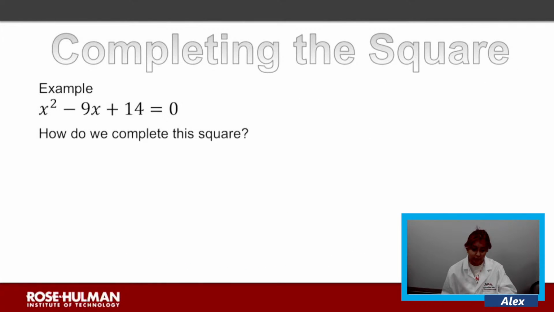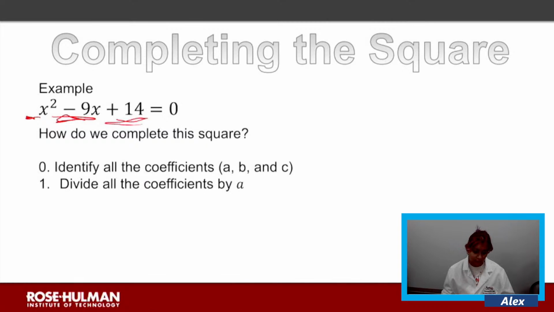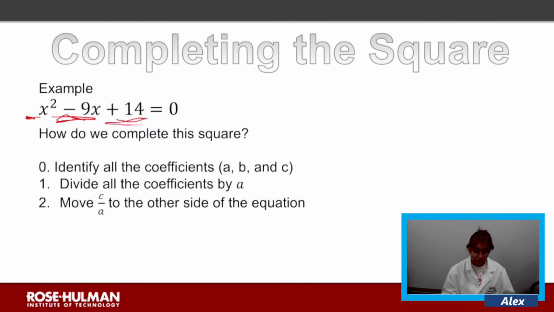Take this equation for example, x squared minus 9x plus 14 equals 0. How do we complete this square? First you have to identify all of the coefficients, a, b, and c. In this equation, our a is just 1 because our x squared doesn't have a coefficient given to it. B is negative 9, and c is 14. Next, we divide all of the coefficients by a. Since this is 1, this is a pretty simple example.